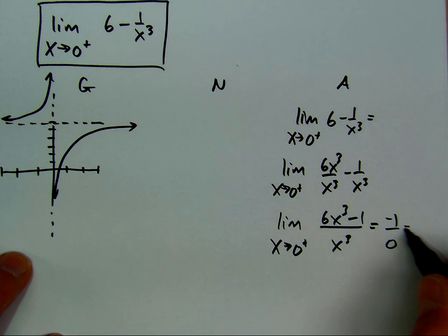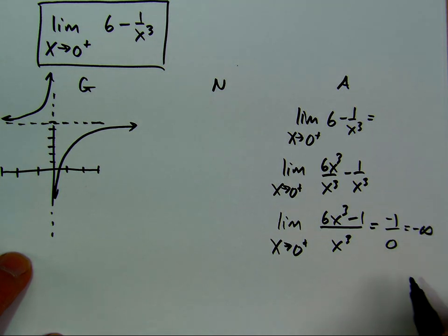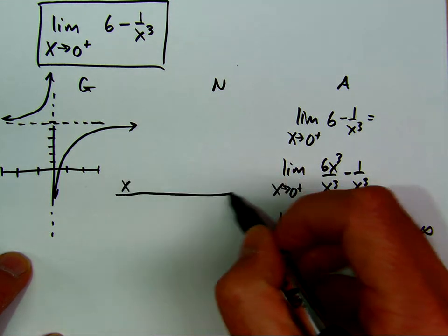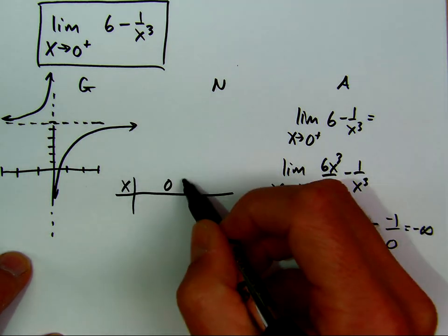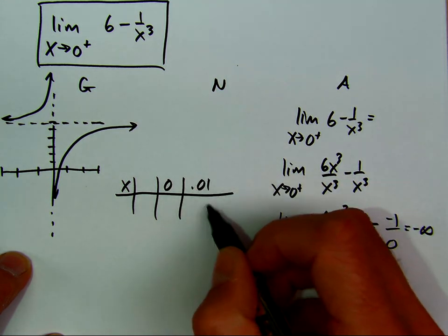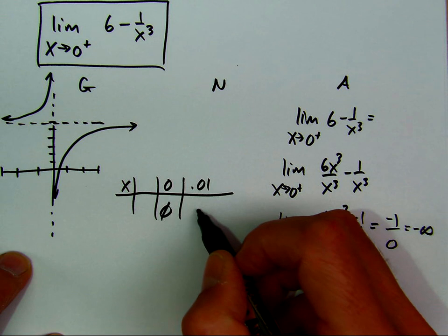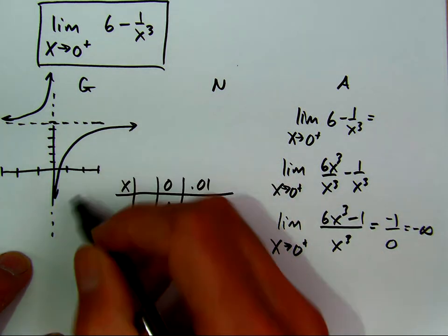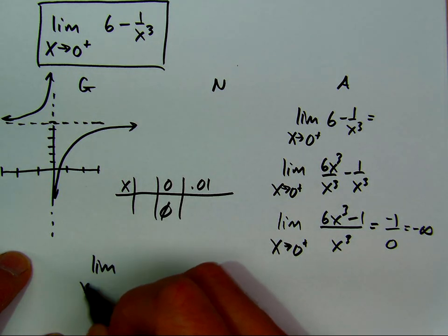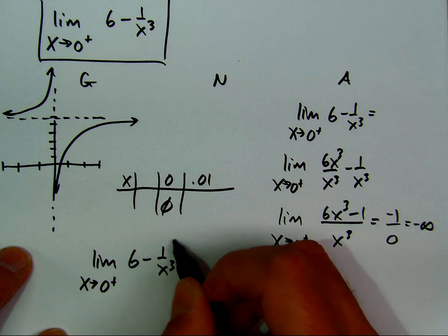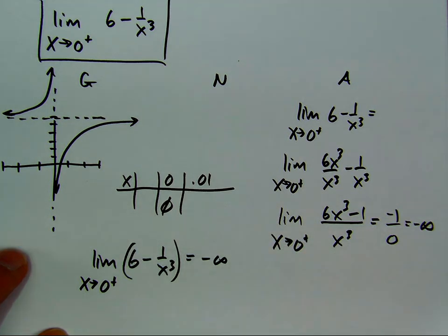So we're going to say that's negative infinity. And if we check the table, we would put 0 and then check numbers to the right. And we should have a large negative number here because the graph is going to negative infinity. And we can say the limit as x goes to 0 from the right equals negative infinity. All right, and we'll stop there.